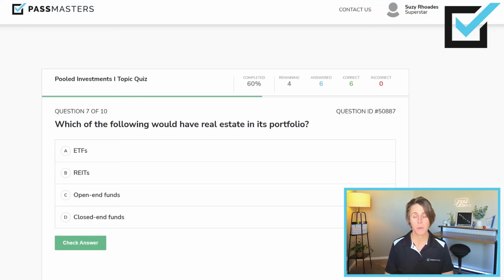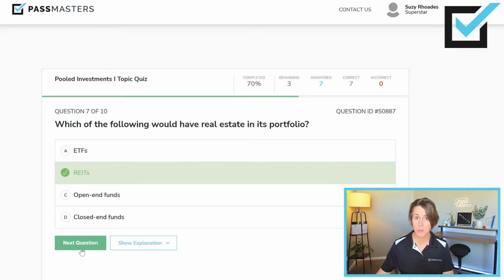Which of the following would have real estate in its portfolio? ETF, REITs, open-end funds, or closed-end funds? It is the REIT. It's a real estate investment trust. It's either going to have properties, which is the equity REIT, mortgages, which is the mortgage REIT, or be a little bit of both, which is a hybrid REIT.